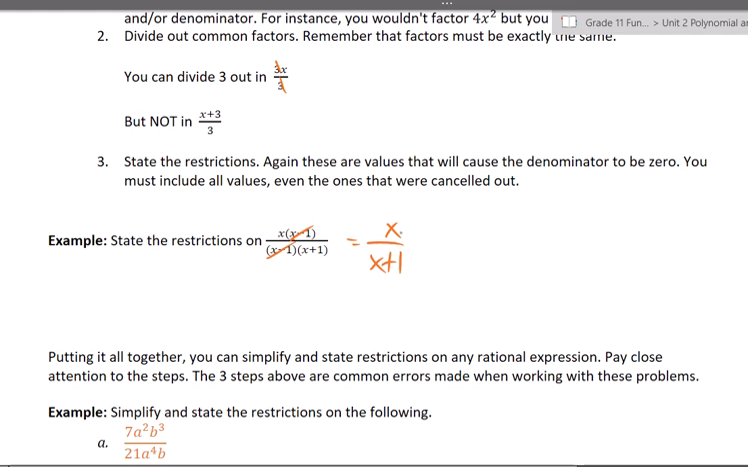We can't cancel it out as on the top we only have an x. We don't have that plus 1 up there as well. So the restrictions is whatever was on your denominator and whatever was canceled out. So we canceled out x minus 1, so we have to set that equal to 0. And we also have a denominator x plus 1. So both of these, when solved, is going to give you that x cannot equal positive or negative 1.